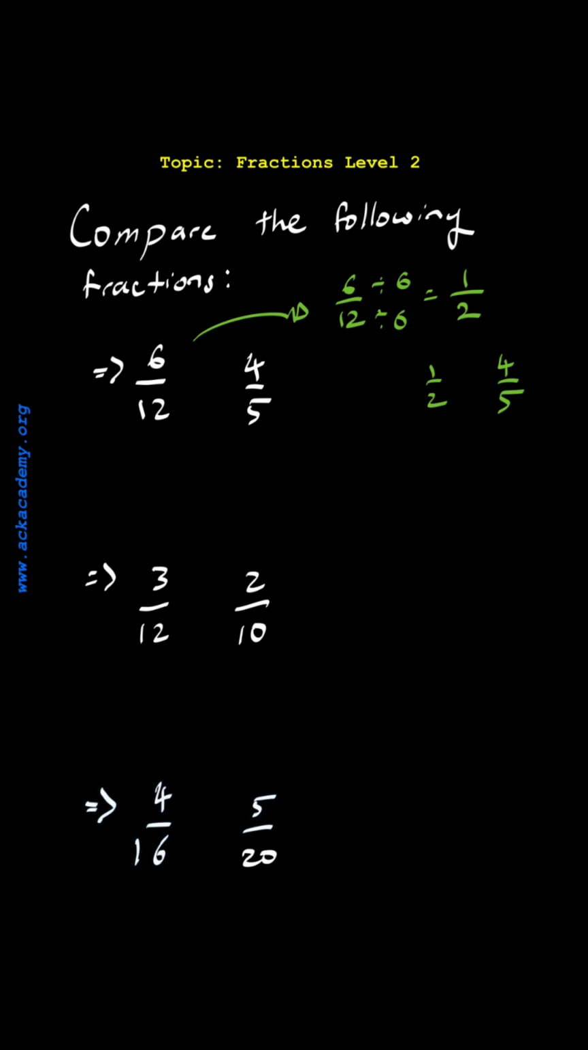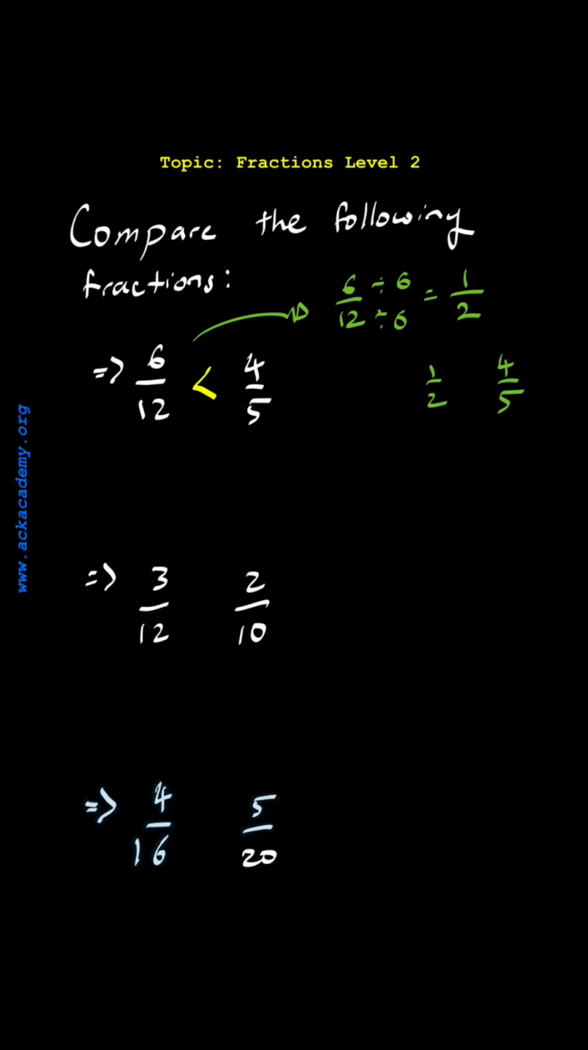Now, is 4 portions of 5 greater than or less than 1/2? Or is 1/2 less than or greater than 4/5? Well, think of it like a pie. If I get half a pie, that means I just get this much, right? But if I get 4/5 of a pie, that means I get most of the pie, right? I get most of the pie. So 4/5 will be bigger. Let's move on to the next problem.